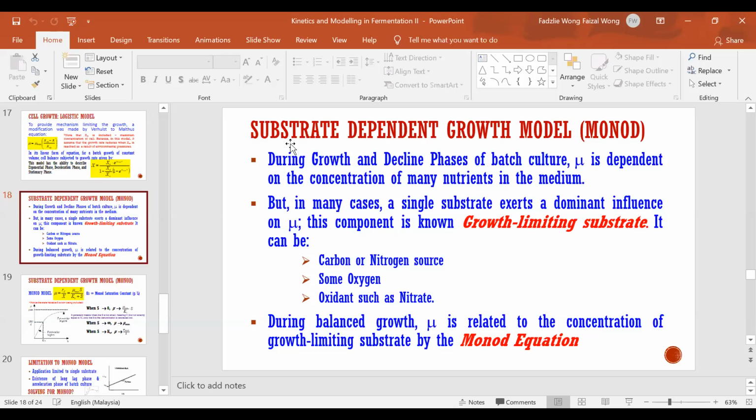So during growth and decline phases of batch culture, the specific growth rate is dependent on the concentrations of many nutrients in the medium, right? This is very clear. The growth is surely depending on the level of nutrients or substrate in the medium, okay? But in many cases, a single substrate exerts a dominant influence on the specific growth rate, right? The key word here is a single substrate, okay?